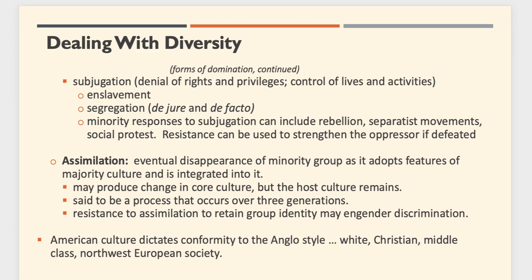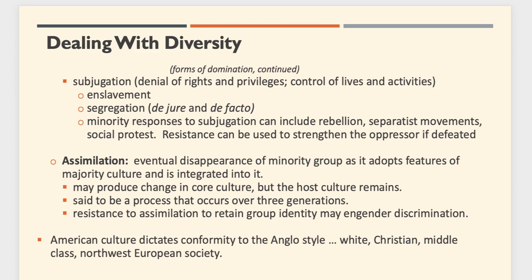Not just in schools, by the way. Of course, this was true in many areas of life for African Americans during the latter half of the 20th century and continues today. The minority responses to segregation take all different kinds of forms, but include outright rebellion, separatist movements, social protest, and sometimes these kinds of responses to subjugation strengthen the oppressor and provide some endorsement of their desire to continue to exert even more control over the minority group.